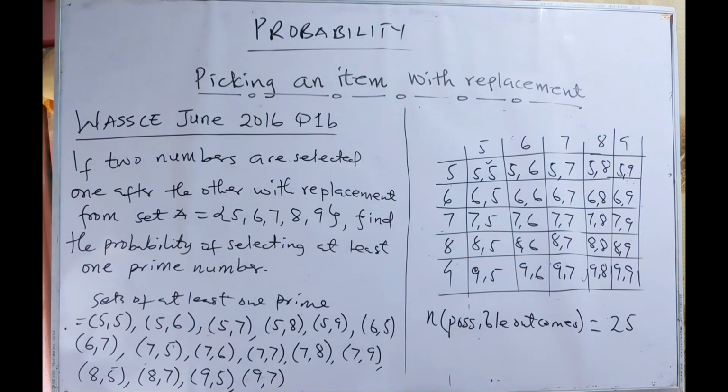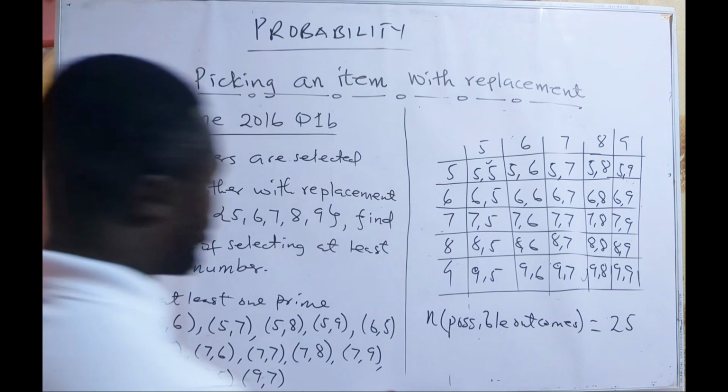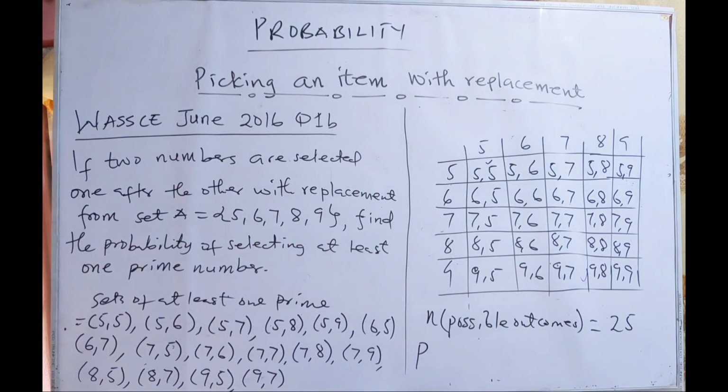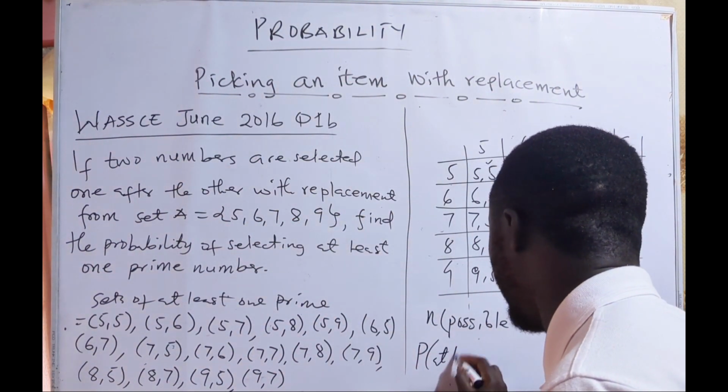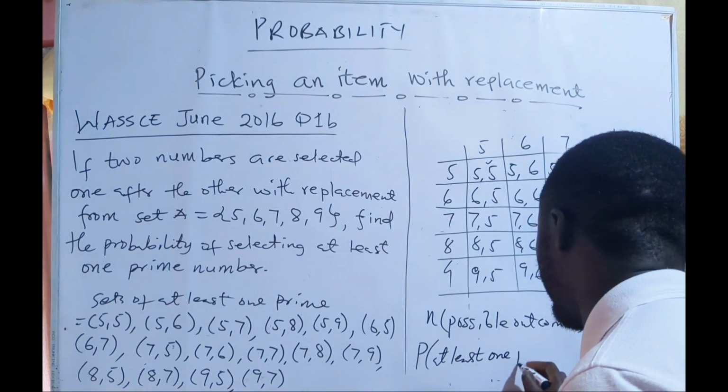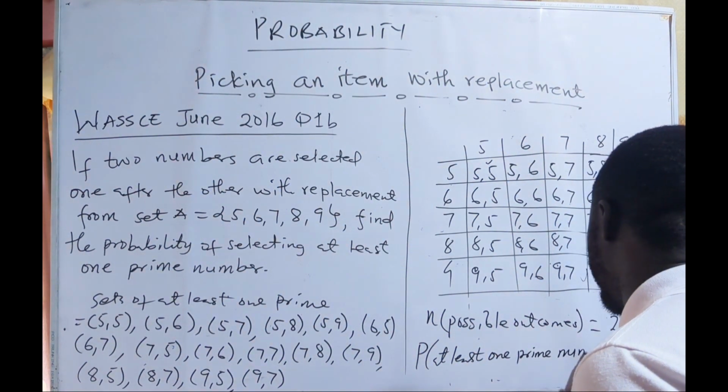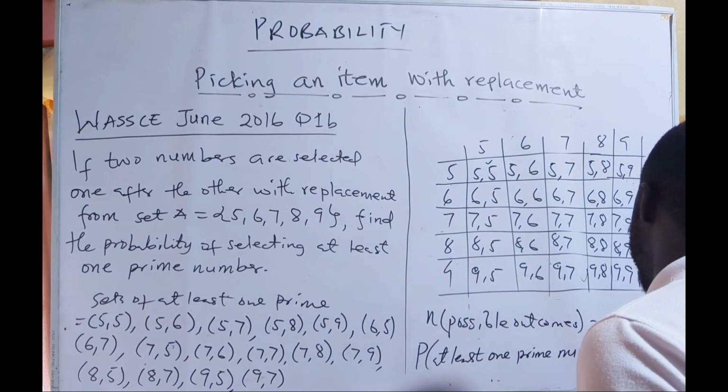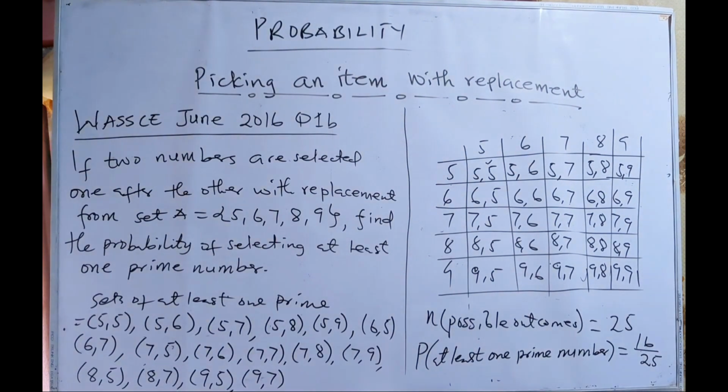Okay, so how many are there with at least one prime? 1, 2, 3, 4, 5, 6, 7, 8, 9, 10, 11, 12, 13, 14, 15, 16. So 16. So the probability of at least one prime number is 16 out of 25. I think we cannot simplify this further, so we leave our answer like this. I believe this is understood.